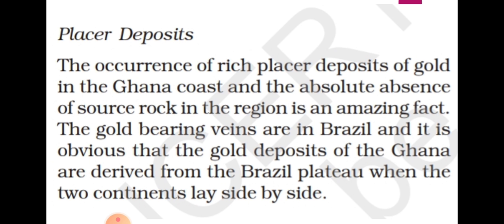So it is obvious that the gold deposits of Ghana are derived from the Brazil plateau when the two continents lay side by side. So this also proves that Wegener's continental drift theory is correct, because the source of these placer deposits is absent in present day Ghana, but the veins are there in Brazil. So it should be that Brazil and Ghana were together in the geological past.